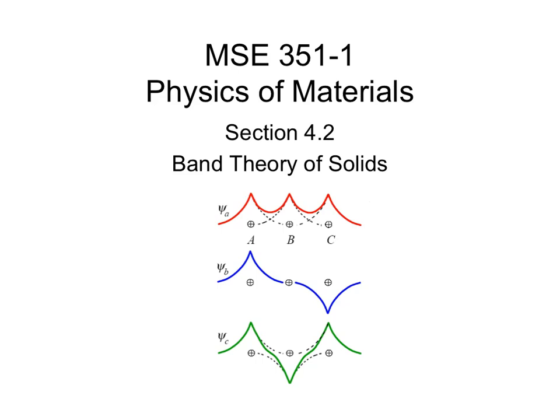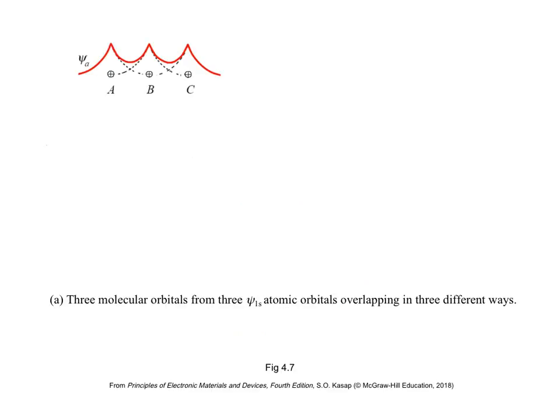In this chapter, we extend the linear combination of atomic orbitals to develop the band theory of solids. Let's consider now the wave functions for 3 atoms in a chain. In this case, we start with a basis of 3 atomic orbitals centered at each of the atoms. With 3 atomic orbitals, we expect to find 3 molecular orbitals.